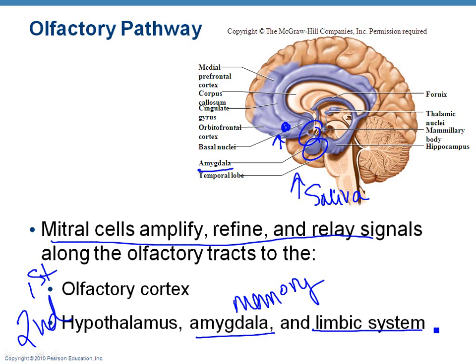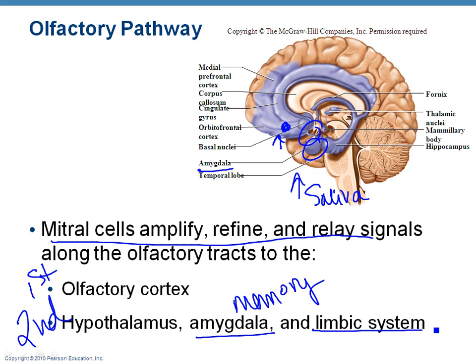And lastly is the limbic system, and we've mentioned this earlier. This is your seat of pleasure and aversion, whether you like it or don't like it. So when you smell something, as that signal or action potential travels through the brain, it goes through the limbic system, and you say, wow, that smells really good. I'm going to go see what that is. Or, ooh, that smells really bad. I'm going to have to stay away from that.